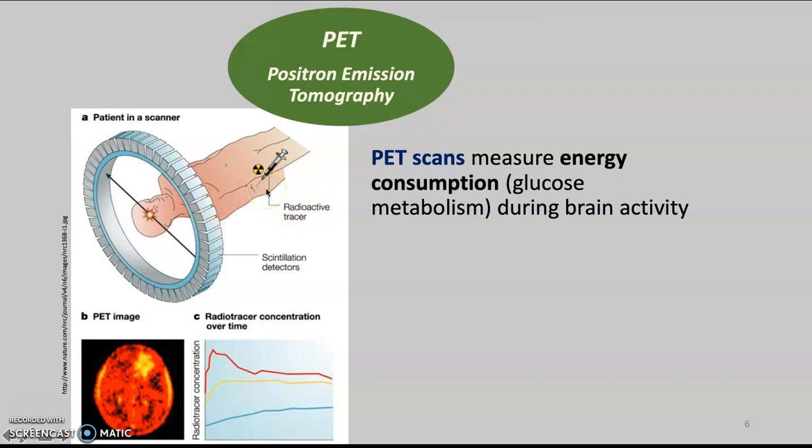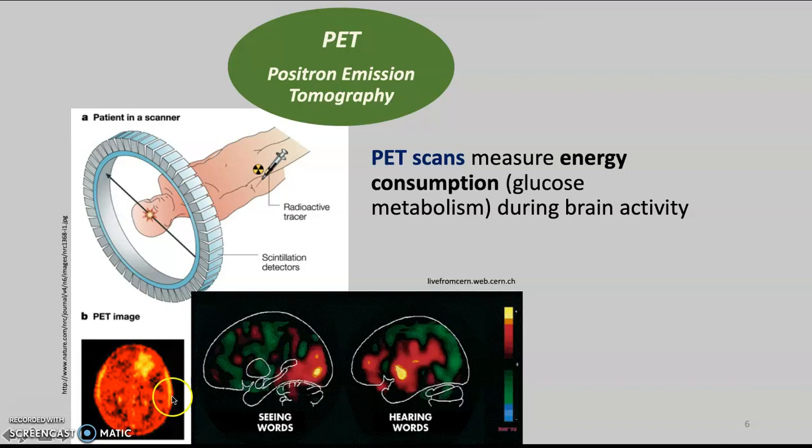As glucose is used up by the brain, the tracer decays and emits positrons, or electron antimatter, which collide with electrons, thus producing gamma rays. These are what's picked up by detectors around the head, in essence signaling the distribution of glucose uptake in the brain as it performs a task, like seeing or hearing a word, as is shown here.